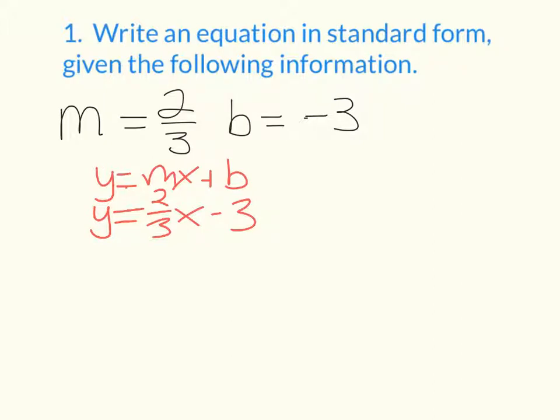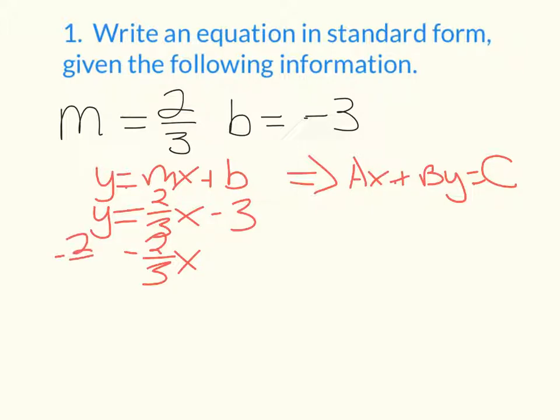Now we're going to make this in standard form, so we want to get this into ax plus by equals c. There are different variations on this. You can get rid of the fraction first, or you can move the x term first. I'm going to move the x term over first. So I'm going to subtract 2/3 x from both sides. So we get -2/3 x, and we have this y here, so plus y equals -3.